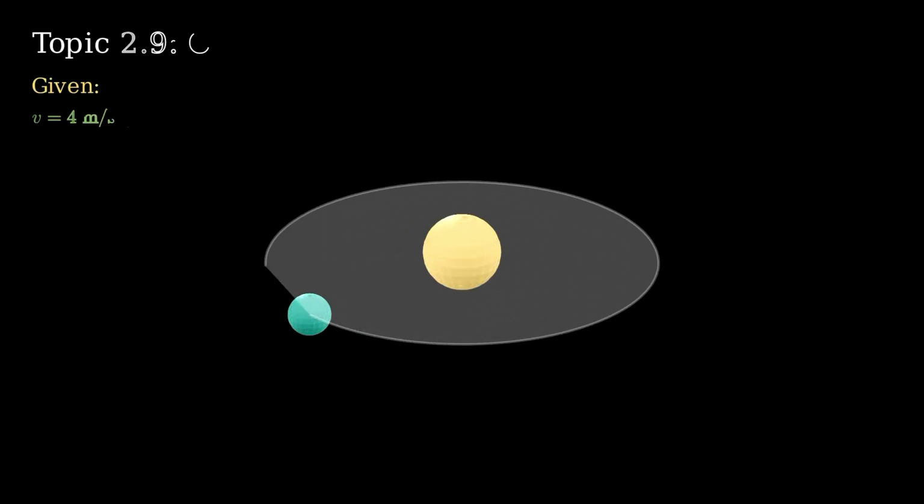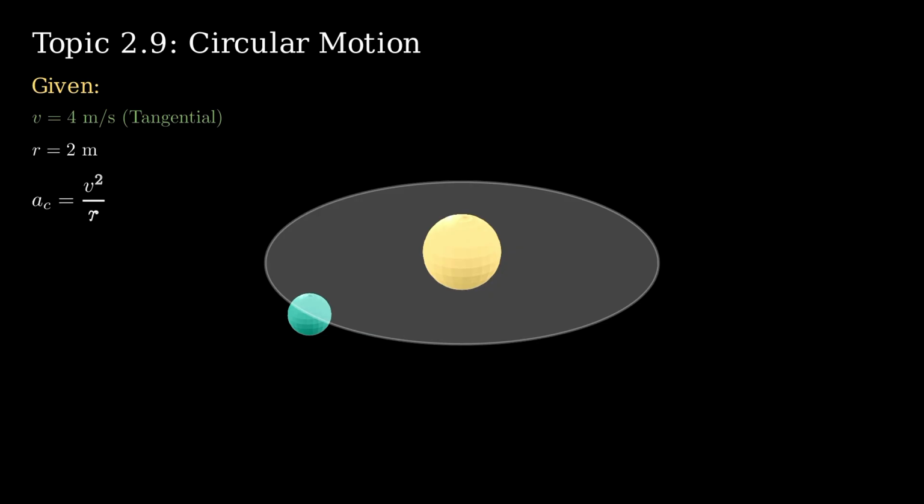Let's observe these vectors in motion with our final 3D solved example. A planet moves in a 2-meter radius orbit at a constant speed of 4 meters per second. Squaring velocity and dividing by radius gives a centripetal acceleration of 8 meters per second squared. Notice how the green velocity vector remains tangential, while the red acceleration vector constantly points to the center.